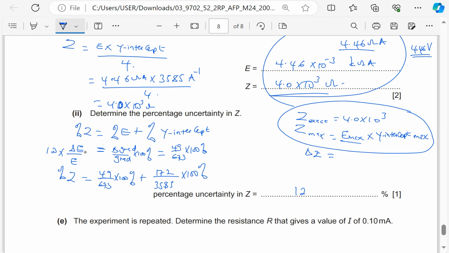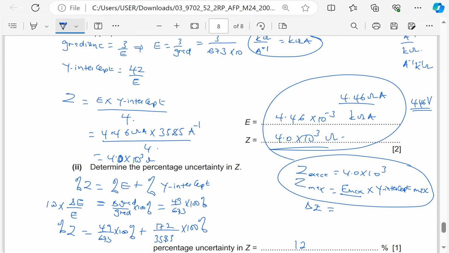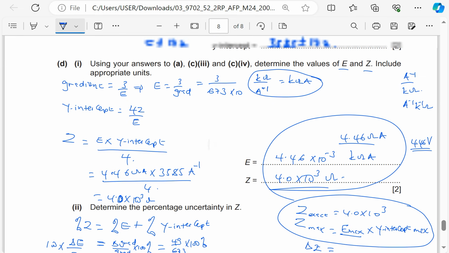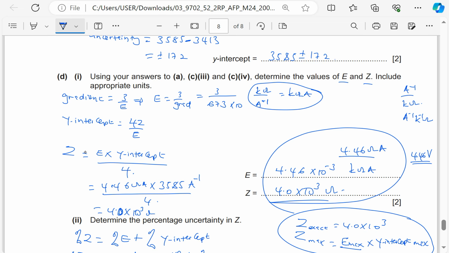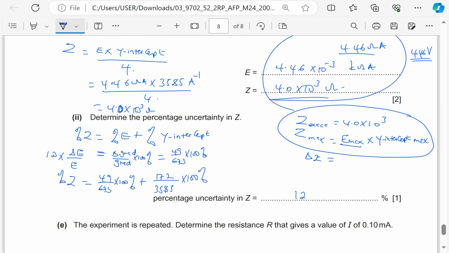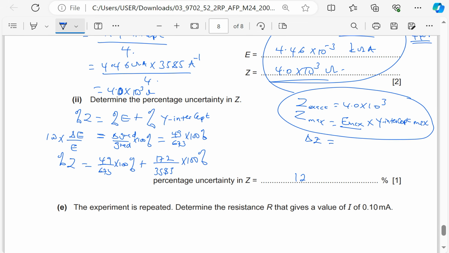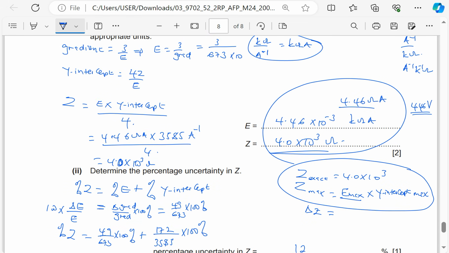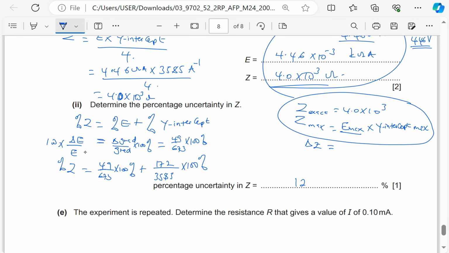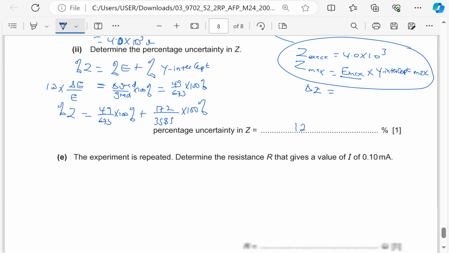But it means it will take you more time to find the maximum value of E, which means you'll use the smallest gradient. So you'll subtract the uncertainty of the gradient from the gradient here, because if E is maximum, then the gradient should be the minimum. So you'll subtract the uncertainty for the gradient to use the smallest value of the gradient. Then you subtract to find the uncertainty in Z. But this one is a direct method if you're good at AS physics.